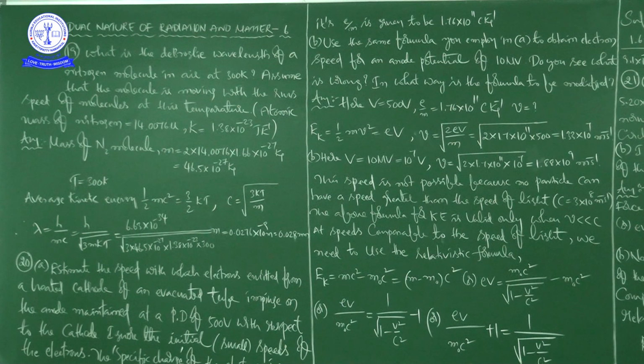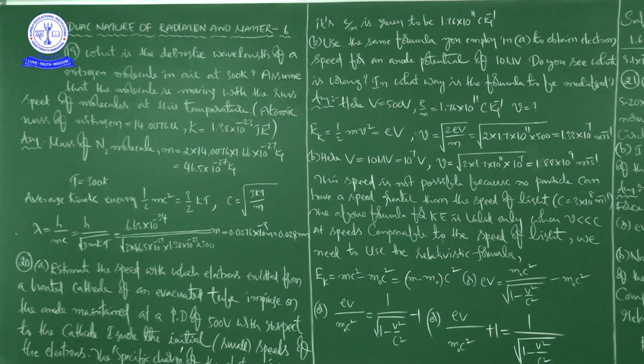Now we are going to derive a formula for the de Broglie wavelength, because he is asking to find the de Broglie wavelength. Regarding the gas molecules, here nitrogen molecules, you know what expression we can write: the average kinetic energy, 1 by 2 mc square, is equal to 3 by 2 kT.